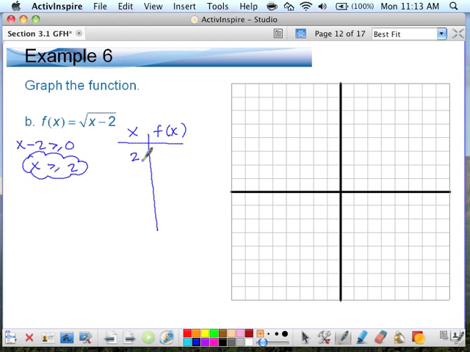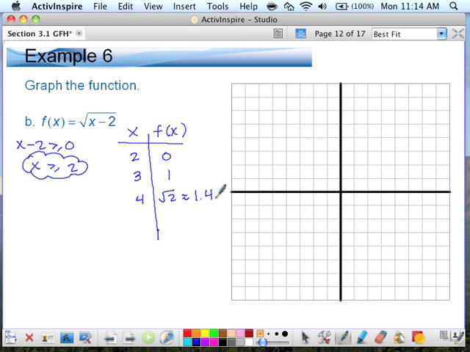So if I let x be 2, I get the square root of 0, which is 0. If I let x be 3, I get the square root of 1, which is 1. And if I let x be 4, I get the square root of 2, which I don't really know, but we can see that as a decimal. What is the square root of 2? 1.4. So about 1.4.